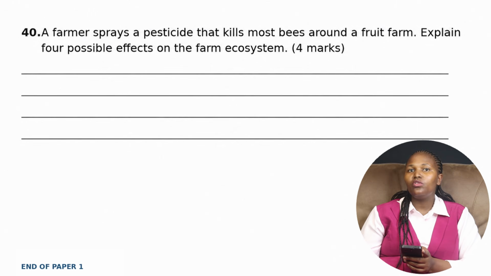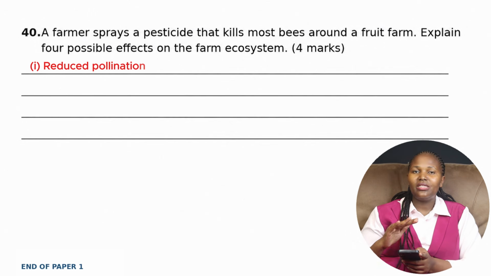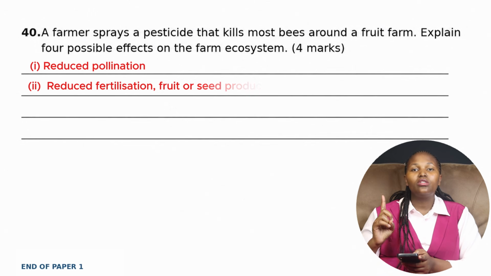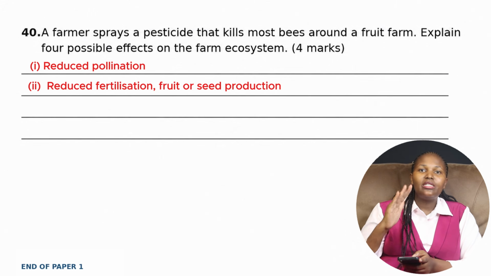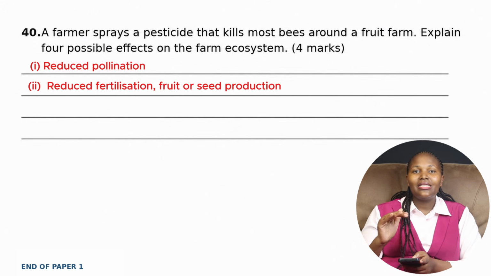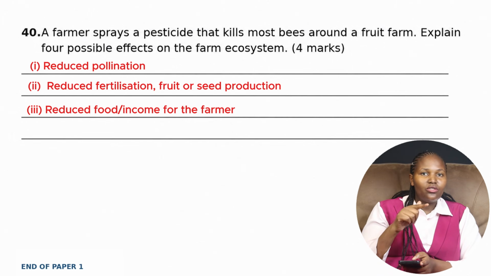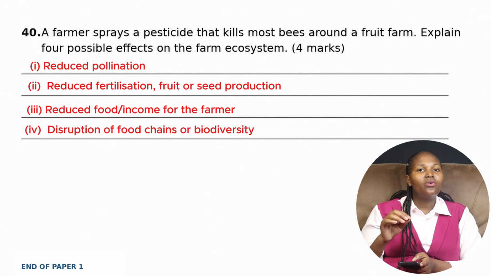One of the effects is that there is going to be reduced pollination, because it is the bees that help with the pollination. Number 2, there is going to be reduced fertilization, fruit or seed production, because when you reduce the pollination, the fertilization and seed or fruit production is also going to be less. Then next, there is going to be reduced food. So you start by reducing pollination, then with that you reduce fertilization. Because of that reduced fertilization, there is reduced food or income for the farmer, and then there is disruption of the food chain or biodiversity. So in the long run, there is going to be less food in the society just because the bees were killed.